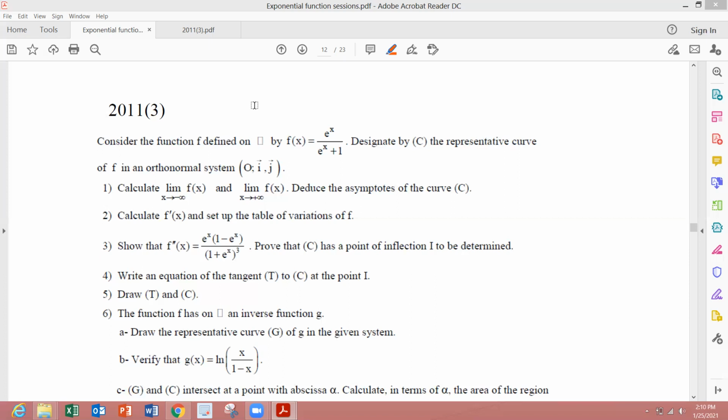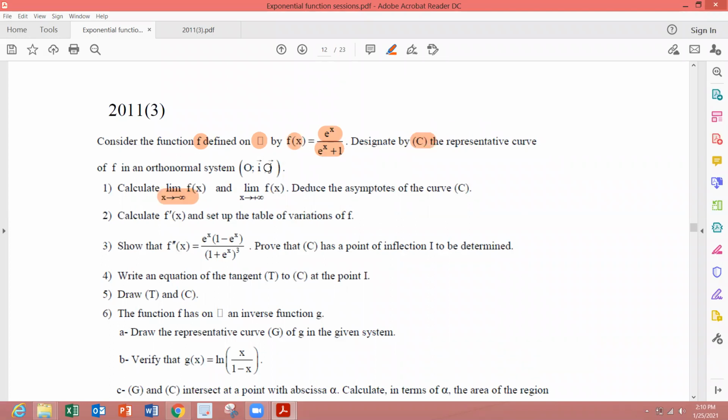Okay, 2011 third. F is a function defined on R by f(x) equal e^x over e^x plus 1. You know, later we will see the curve.